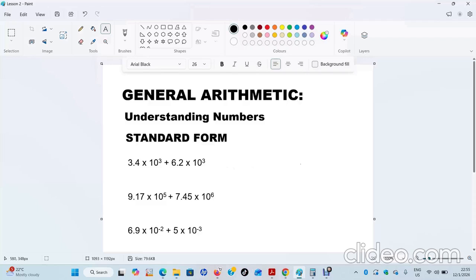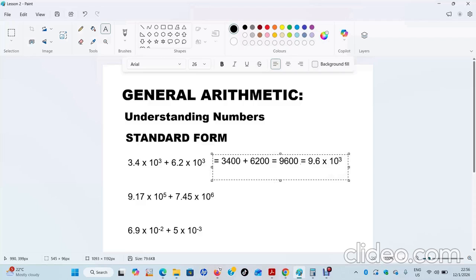So we just need to move forward with the addition and subtraction of these numbers that are given in standard form. For example, 3.4 times 10 to the power 3 plus 6.2 times 10 to the power 3. So we now need to express 3.4 times 10 to the power 3 into its original form, which is 3,400 plus 6,200. Then you get your answer as 9,600. Then you can convert it into standard form, which becomes 9.6 times 10 to the power 3. It's as easy as that.